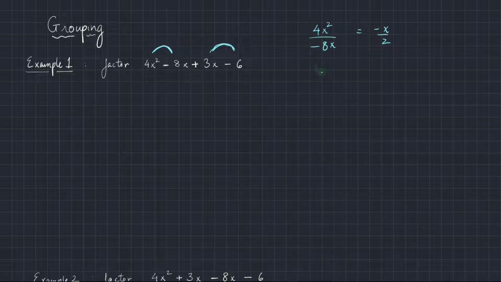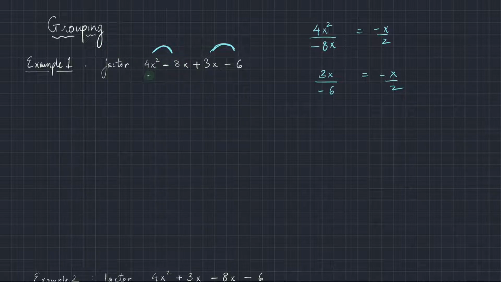The ratio of these 2 terms, 3x over negative 6, is also negative x over 2. This suggests that we can use grouping. Now, if these two ratios were not the same, then it's a sign that we cannot use grouping here. Now that we know that this expression can be factored by grouping, let's see how to do it.